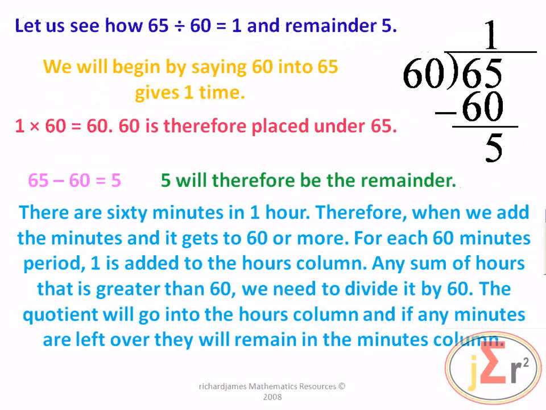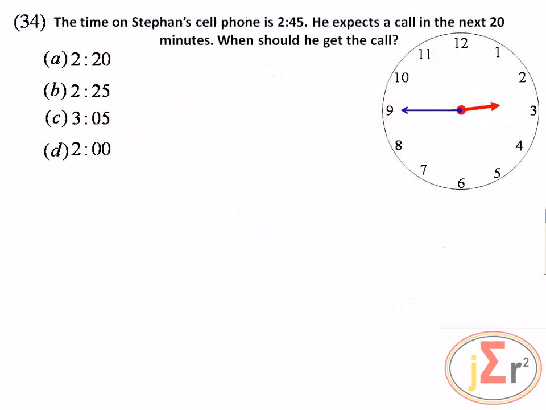And that we had on the previous slide. The time on Stephen's cell phone is 2 hours and 45 minutes, or 2:45. He expects a call in the next 20 minutes. When should he get the call? It is the same question, the same problem, but we are taking a different approach to its solution.